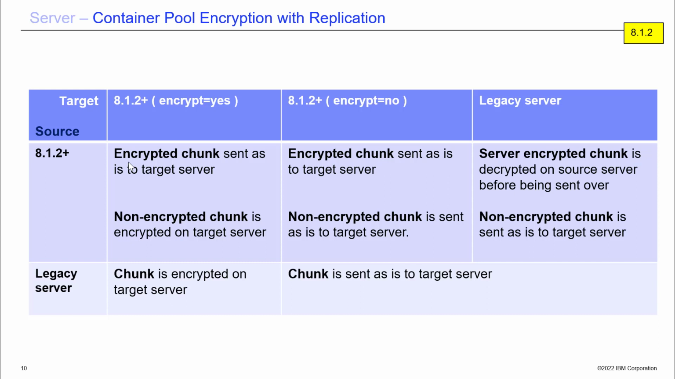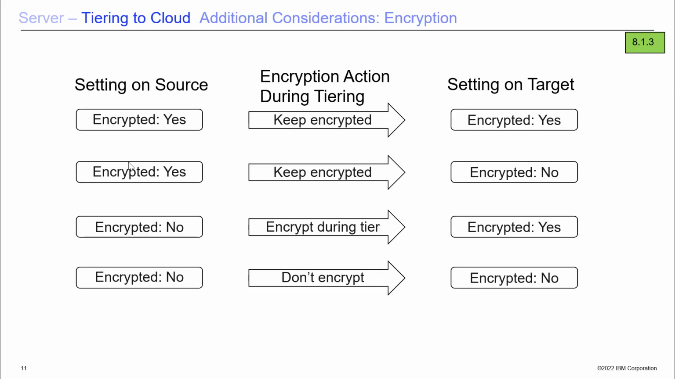If it is going to a legacy server that doesn't have encryption, then of course we will unencrypt it so that the legacy server can understand it. This is going to be the same when we do tiering out to a cloud. So if you have a directory container storage pool and you've set up tiering, depending upon the encryption, once again, we're lazy. If it's encrypted, we leave it encrypted. If it's not encrypted on the source pool and the target pool requires it encrypted, we will encrypt it during tiering.